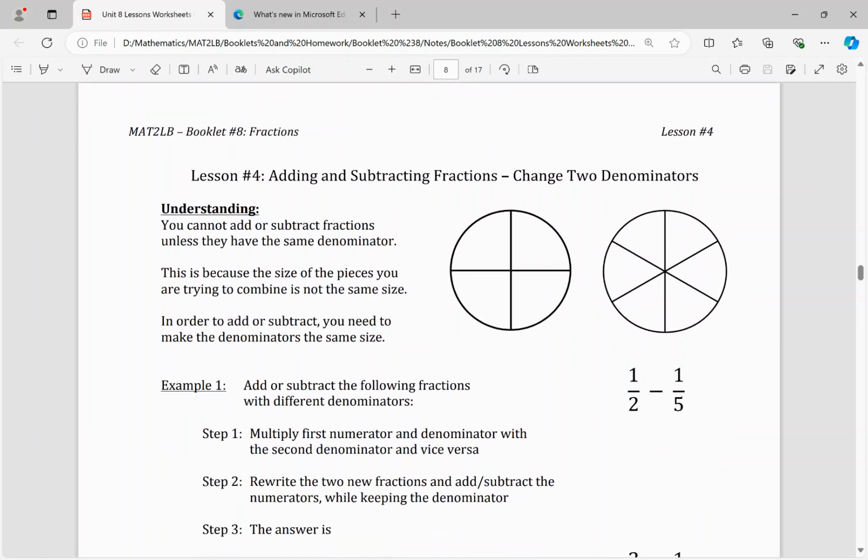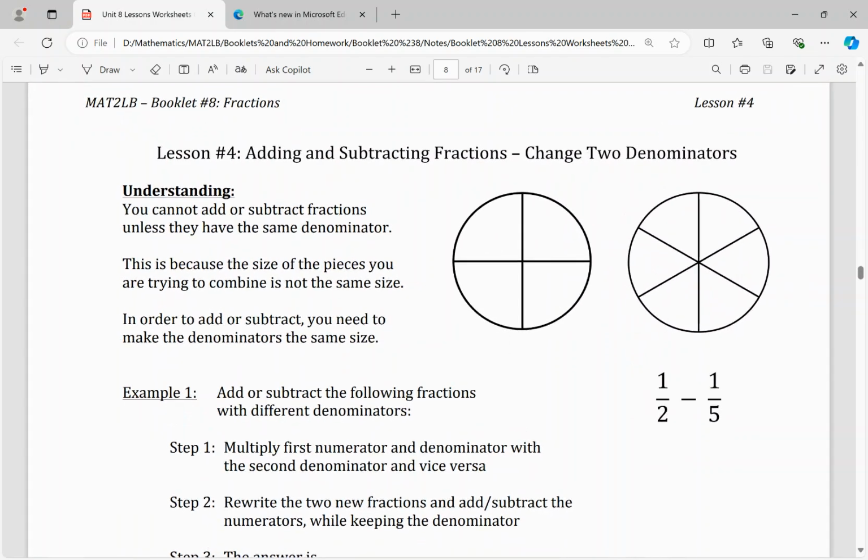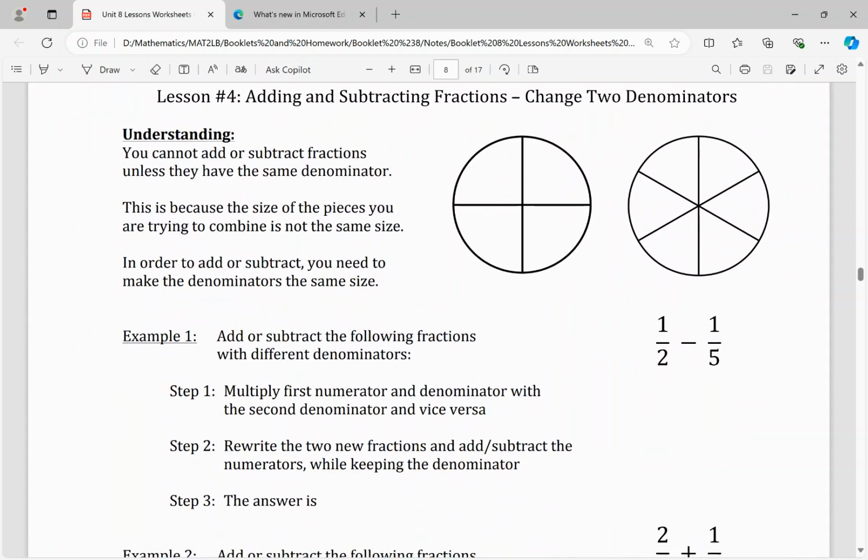Hello everyone. Today we will be completing lesson 4 in booklet 8. That is adding and subtracting fractions, but this time we need to change the two denominators. So in the previous lesson, we learned how to add and subtract two fractions, but in that lesson, the denominators were the same in both of the fractions.